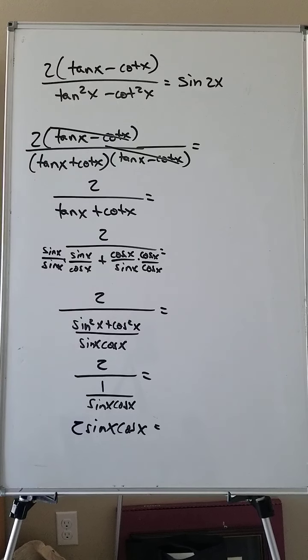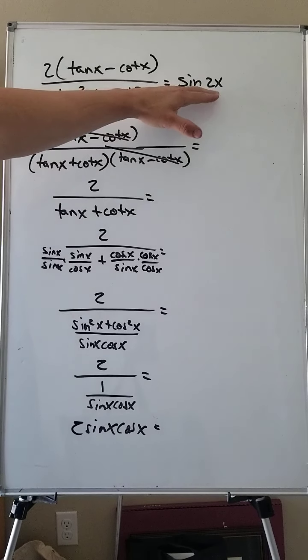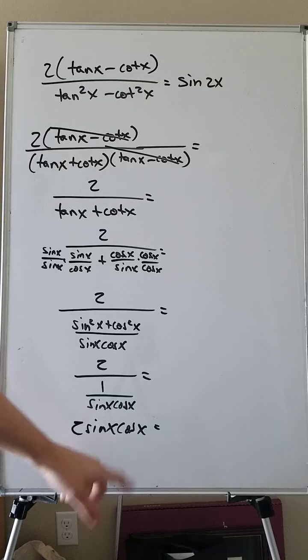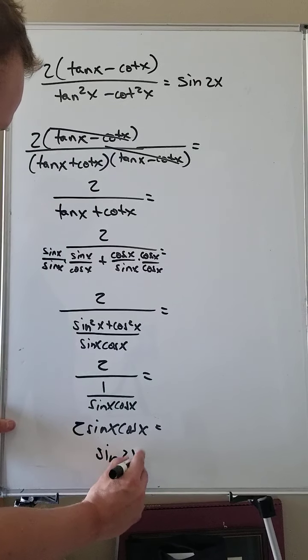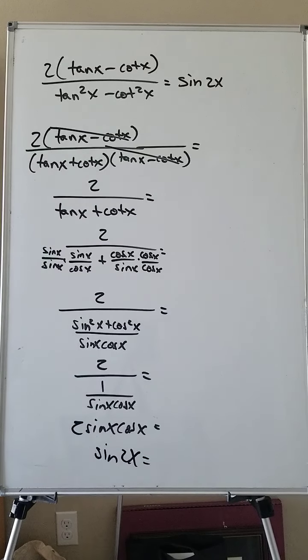I'm trying to get sine 2x. Well, again, this is the double angle formula. What is sine 2x equal to? It equals 2 sine x cosine x, which means I can replace 2 sine x cosine x with sine 2x. And then we're done.